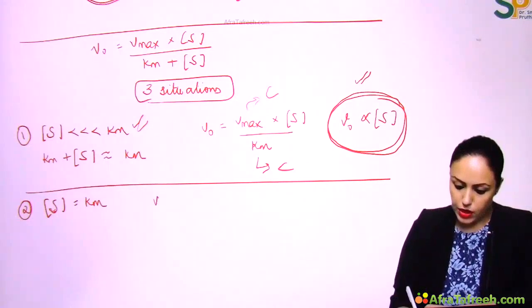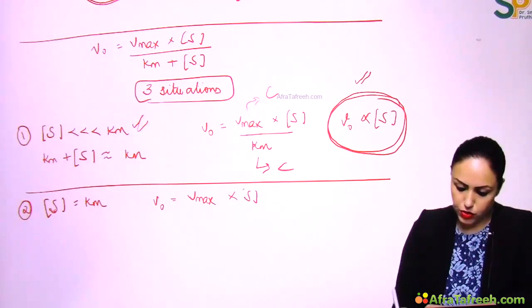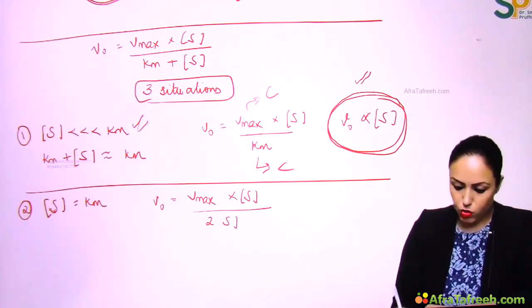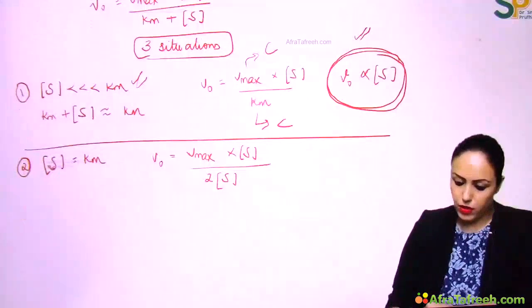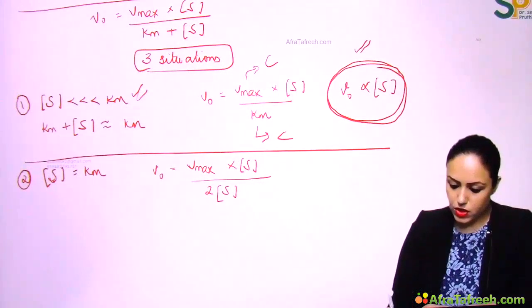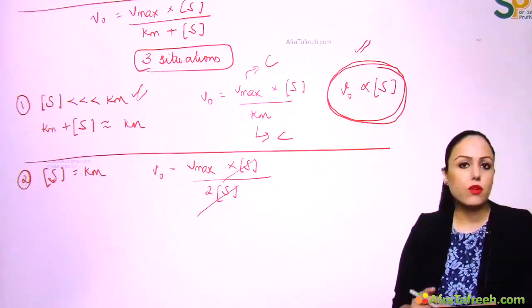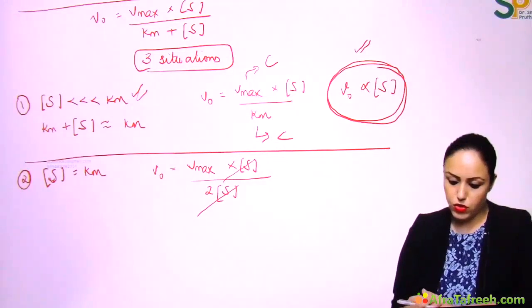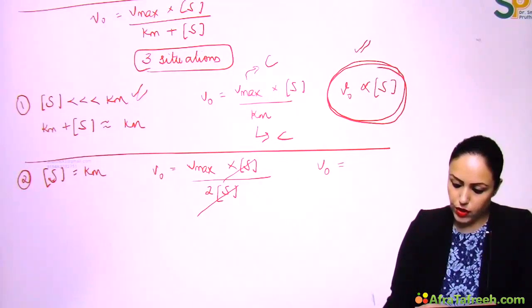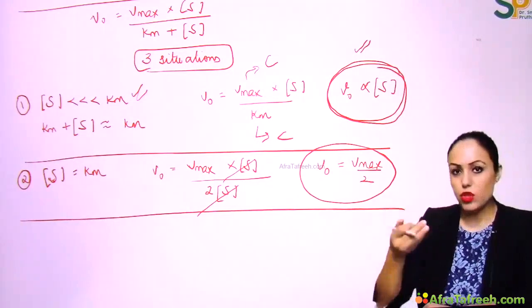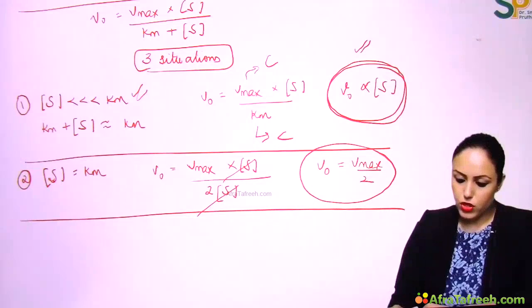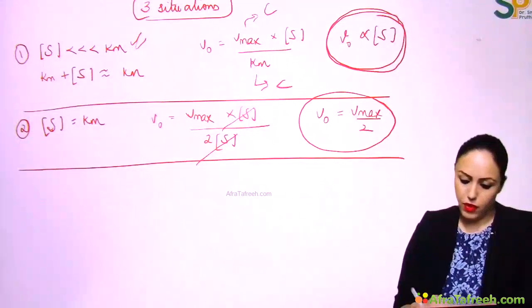When it's equal to Km, then V naught is equal to Vmax into substrate concentration divided by 2 times substrate concentration, as substrate concentration is equal to Km here. So you can just cancel the substrate concentration in the numerator and denominator. So at this point, V naught is equal to Vmax by 2. This I have also told you, that when substrate concentration is equal to Km, then velocity is half of Vmax, right?